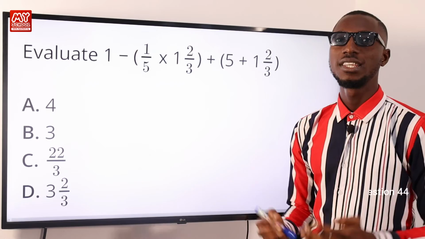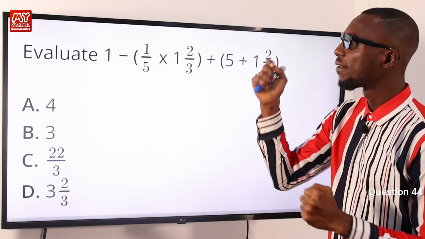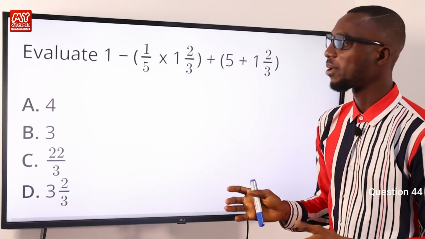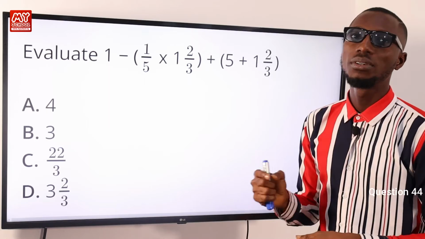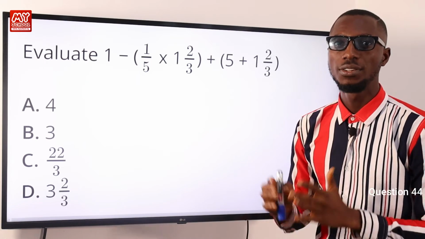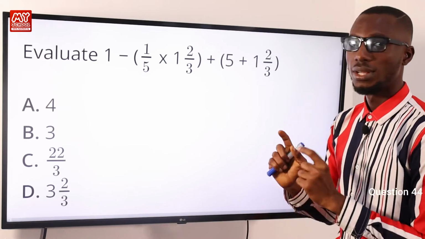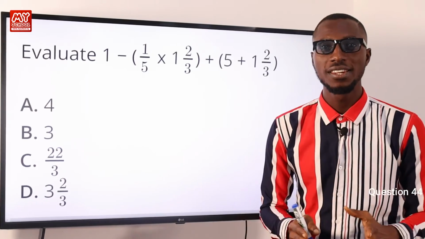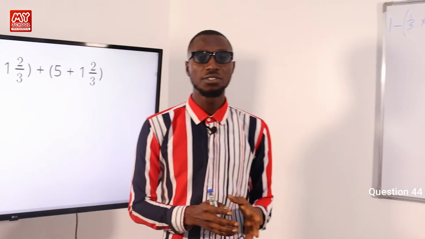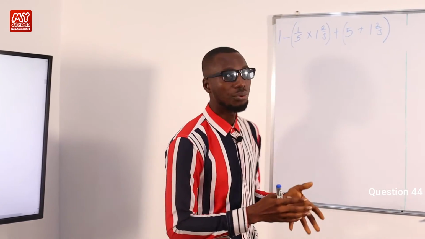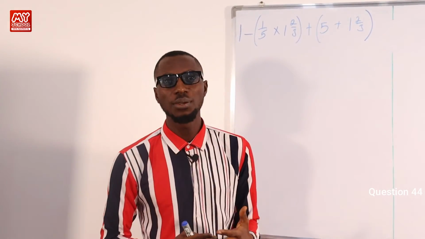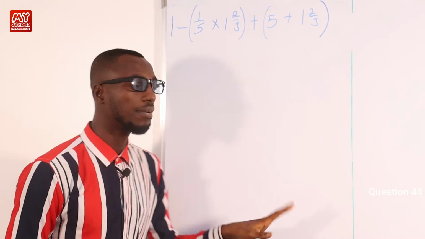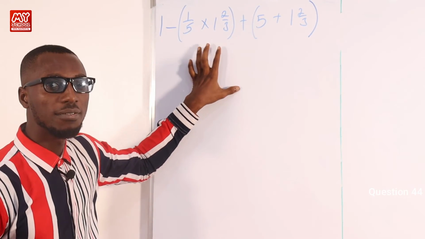Question number 44. Okay, so we have evaluate 1 minus, open your brackets or parentheses, whatever you want to call it, 1/5 times 1 whole number 2/3, you close brackets, plus, open the brackets again, 5 plus 1 whole number 2/3. This is a very good question that is very accurate to get an answer when we are using BODMAS, the steps provided in BODMAS. So at first, let's sort out what we have in this bracket here.